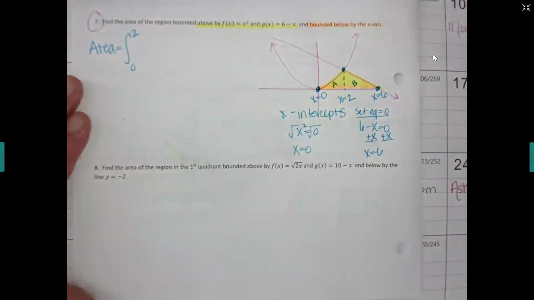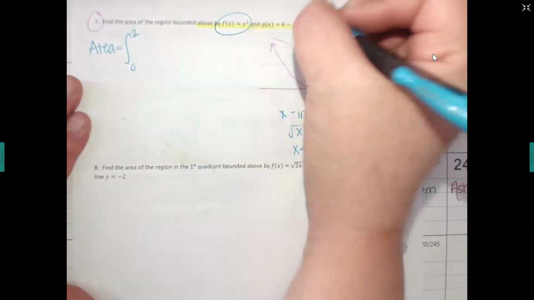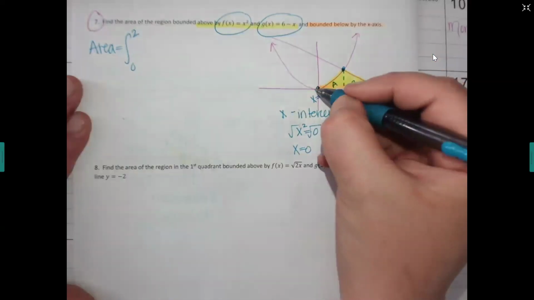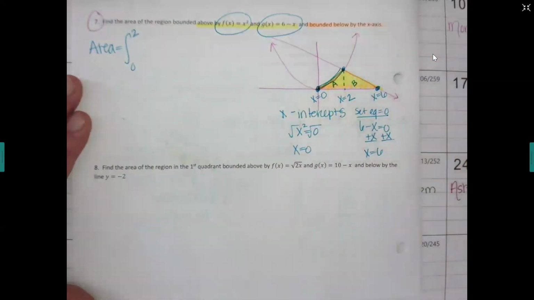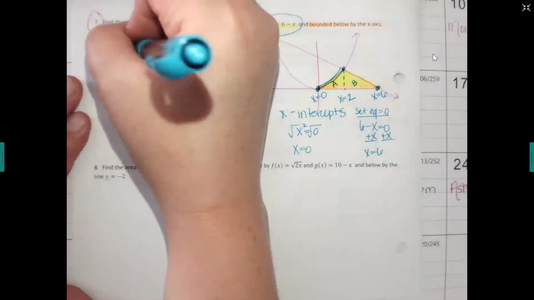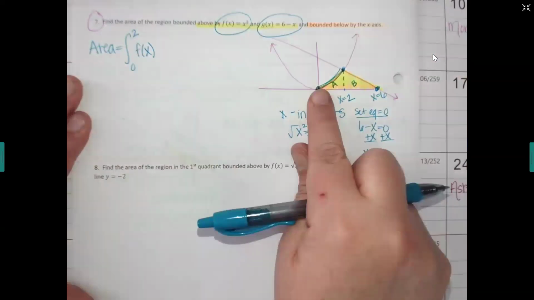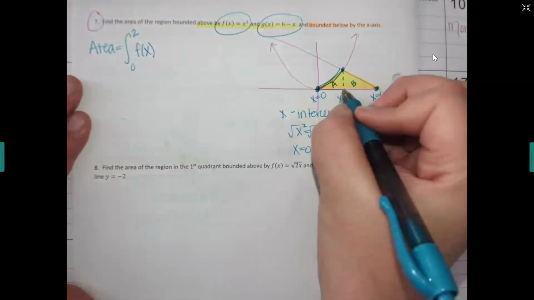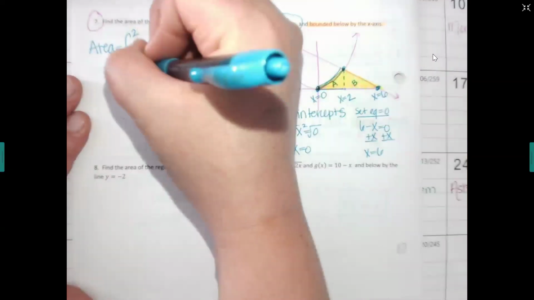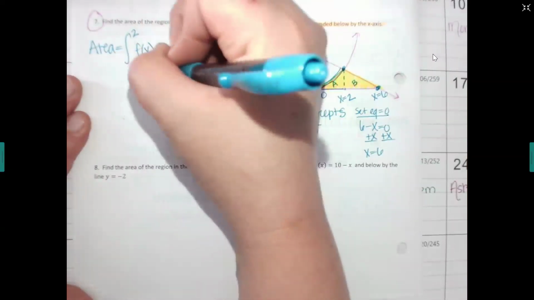And then for region A, what's the top border? Is it F or G? And when I say top, I mean the top border of the shaded region. What's like it's Canada? F. Now, the bottom border would be the x-axis, right? That would basically be 0. Okay, so this is top minus bottom.